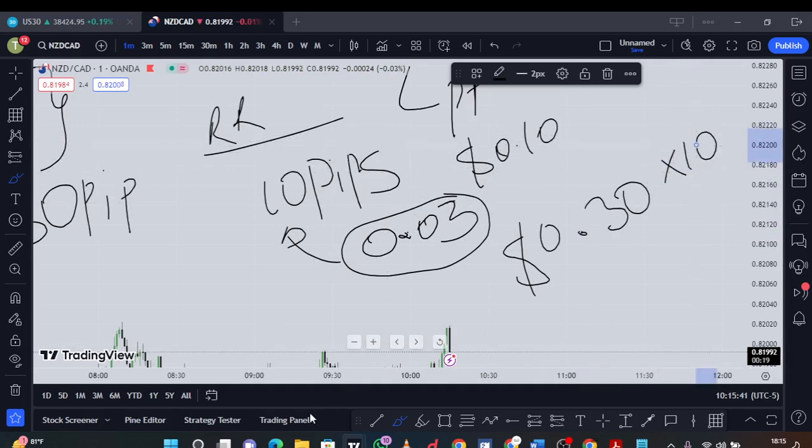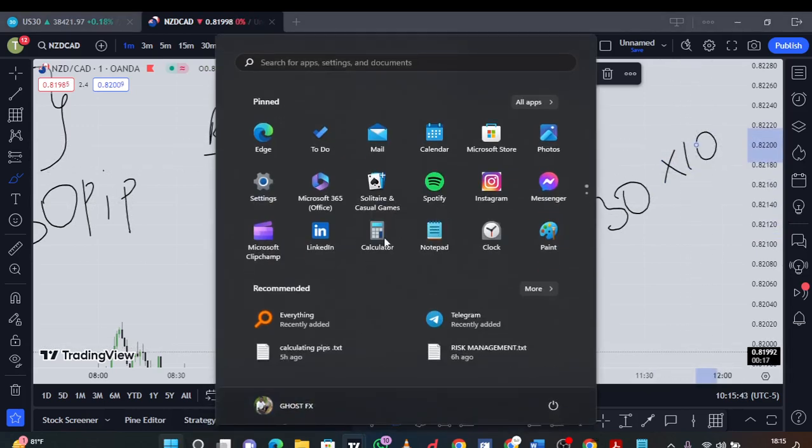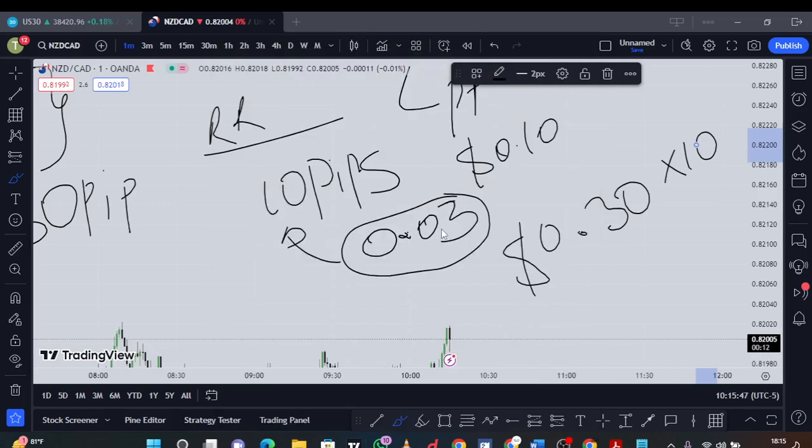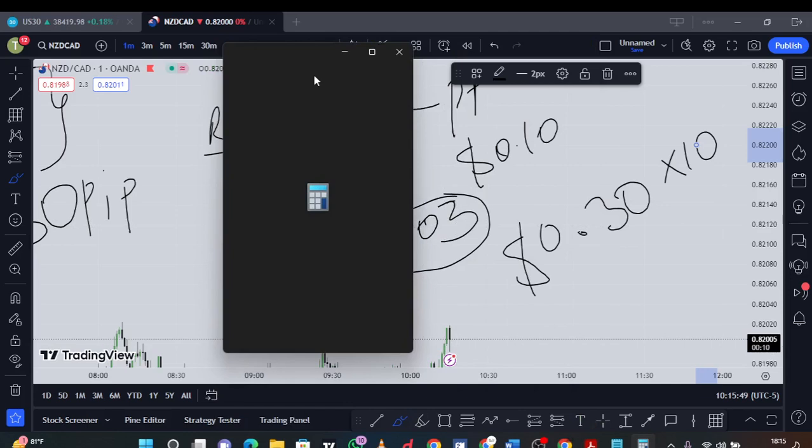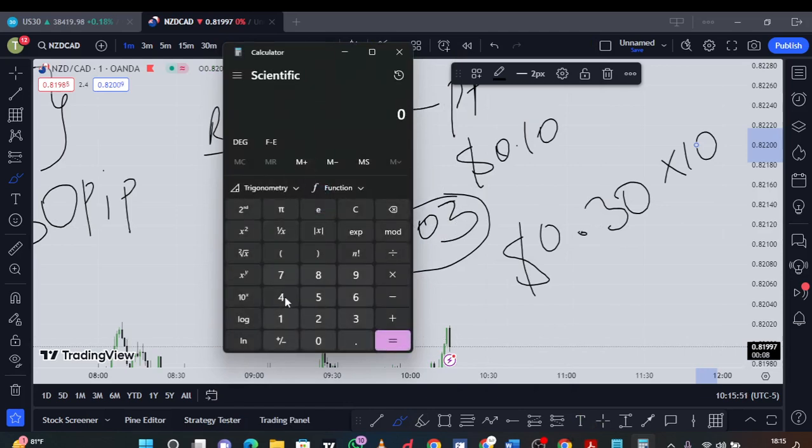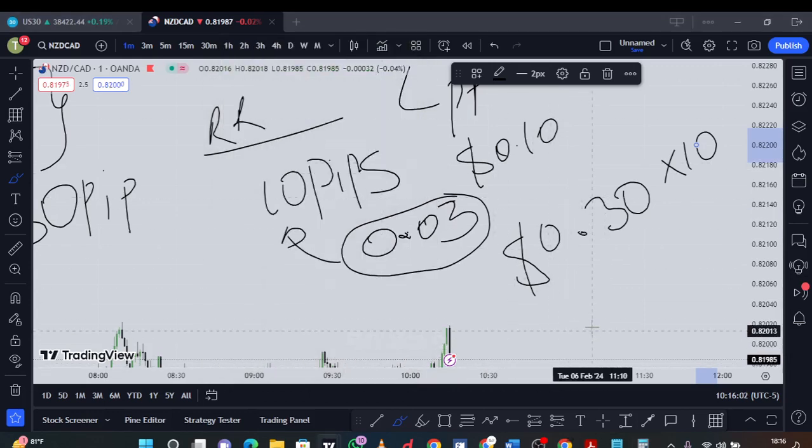Let me get the calculator here so that you can do the calculations clearly. So that one, I think those are like 3 pips. So 0.03 cents times 10 pips, that is 3. Those are $3.